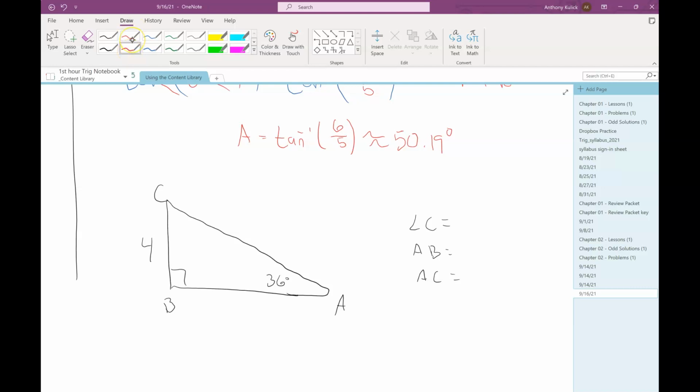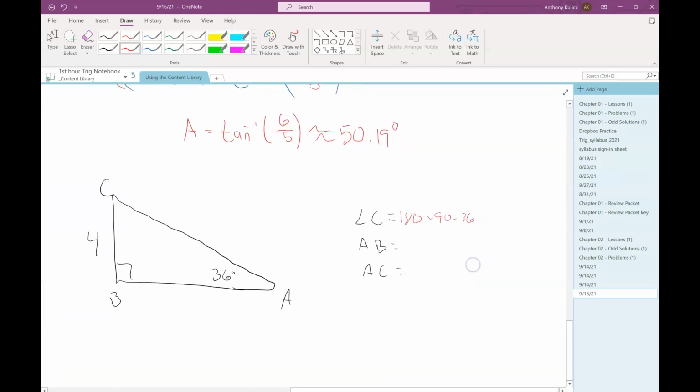Okay, one of these three, angle C, side AB and side AC, is trivially easy to come up with. Which one is that? Angle C. Why? We have the other two angles in the triangle, right? So we can say that angle C is 180 minus 90 minus 36, which is 54 degrees. Double check my arithmetic there. So that's nice.